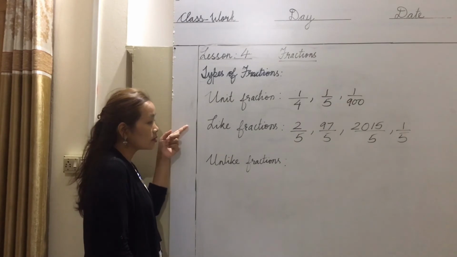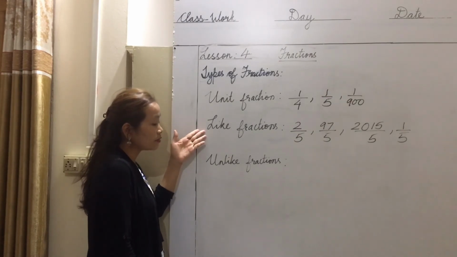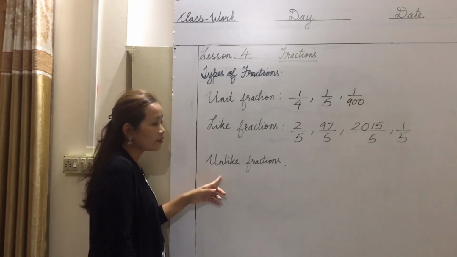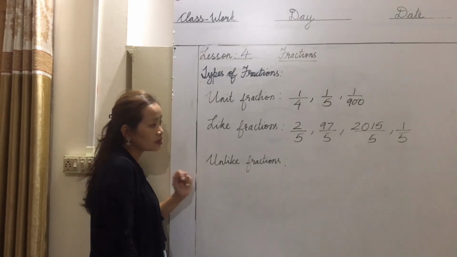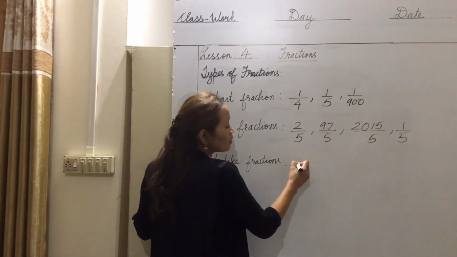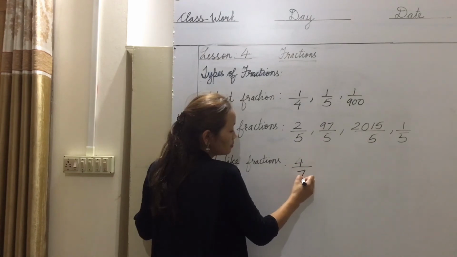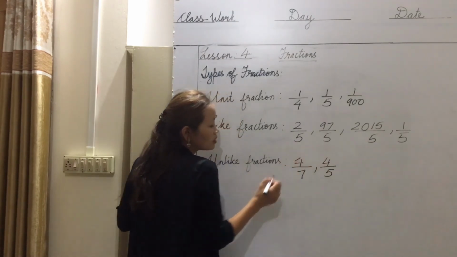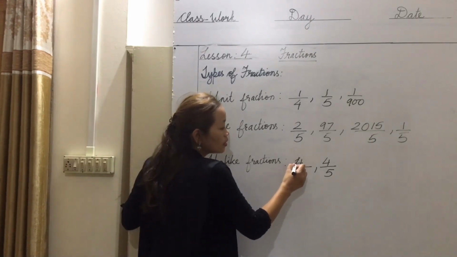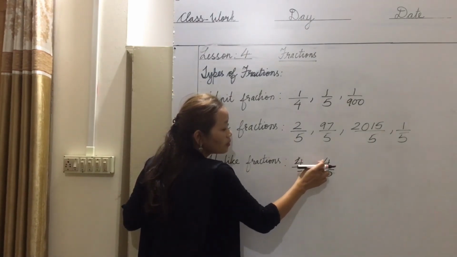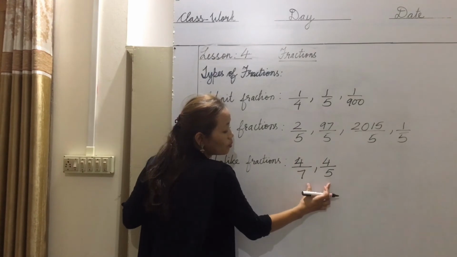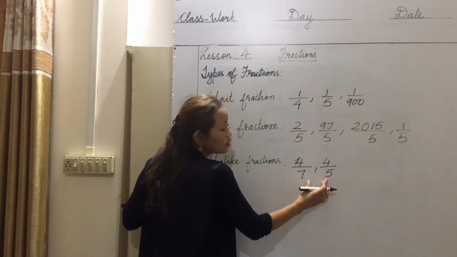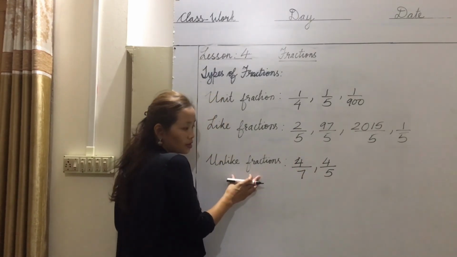Just like the opposite of like fractions are unlike fractions. For unlike fractions, even if their numerators are same, for example, 4 by 7 and 4 by 5, although they have same numerator, their denominators are different, so they are unlike fractions.